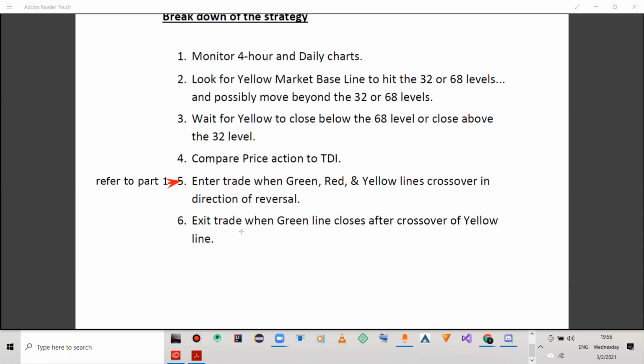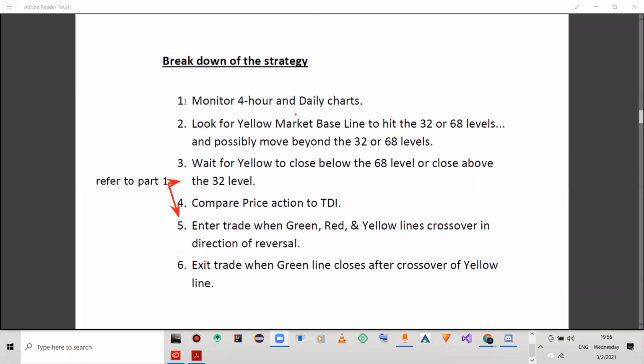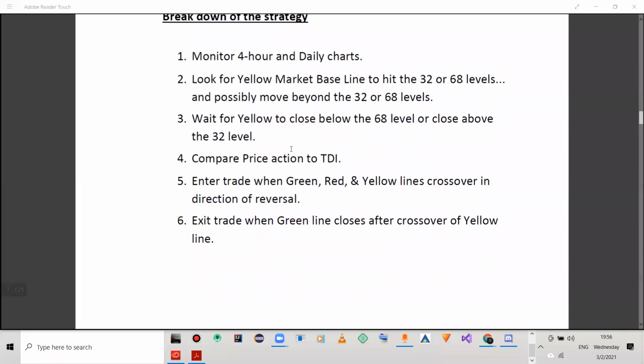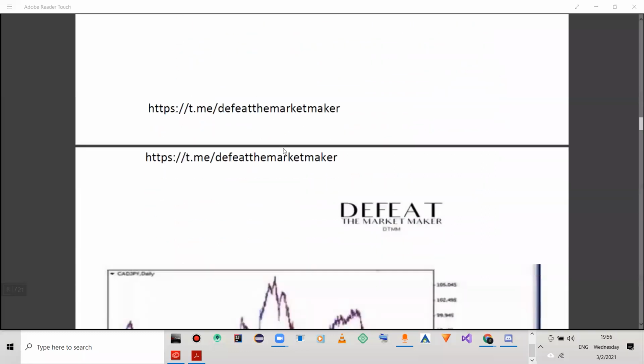Then the sixth one, exit when the green line crosses after the crossover of the yellow lines. This is the same thing. You need to refer to part one again. So guys, as simple as that, you have your beautiful TDI strategy. Voila. I hope this is an aha moment for most of you guys. This was really simple and is really simple again. So this is strategy number 2.